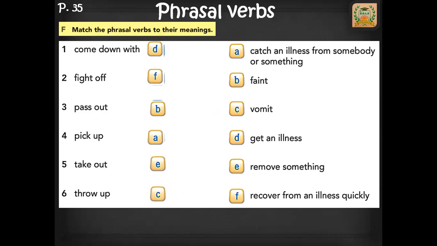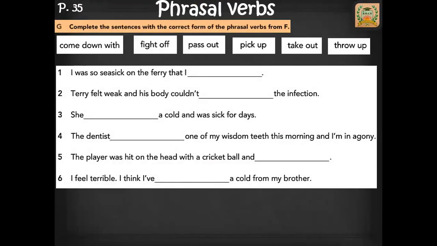Let's use these phrasal verbs with their definitions in exercise number G. Use them to complete the sentences. Number one, I was so seasick on the ferry that... Seasick, when you are on water, river or sea, you feel seasick, and this makes you, yes, throw up.